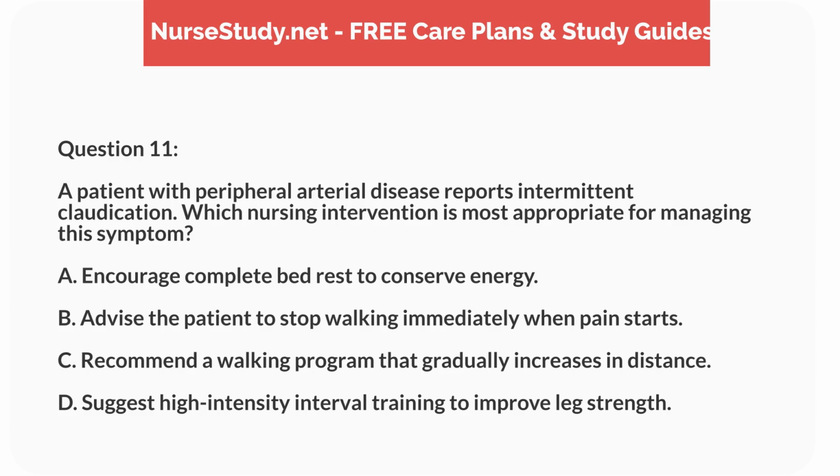Question 11. A patient with peripheral arterial disease reports intermittent claudication. Which nursing intervention is most appropriate for managing this symptom? A. Encourage complete bed rest to conserve energy. B.